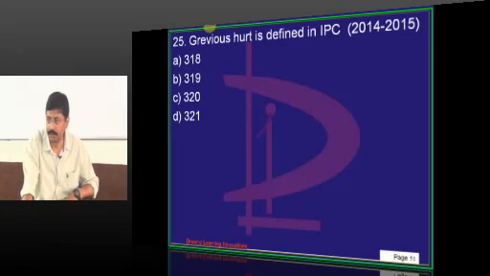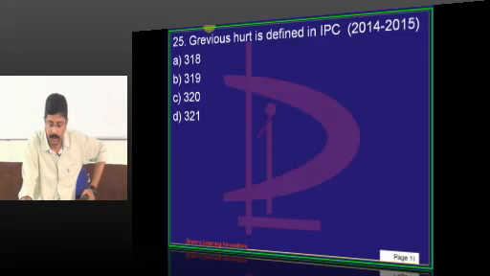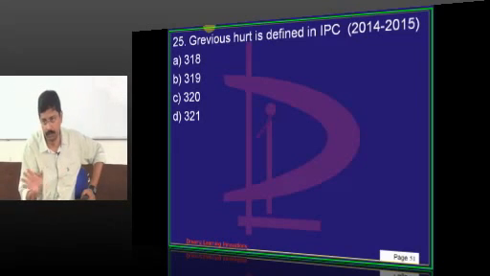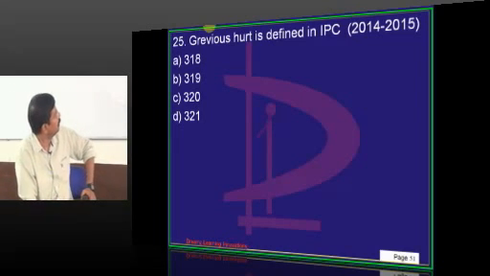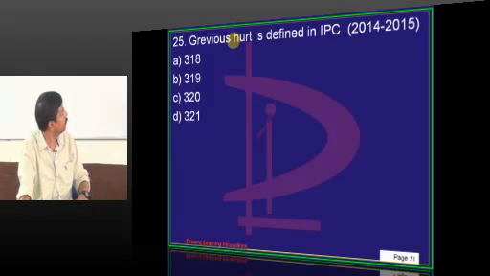Grievous hurt is defined. 318 is regarding a child. A child up to the age of 12 years should be protected. When there is abandonment of a child less than 12 years, the parents are liable for punishment. That is 318. Don't remember 318 either. 319, 320, 321: you know all the 3.